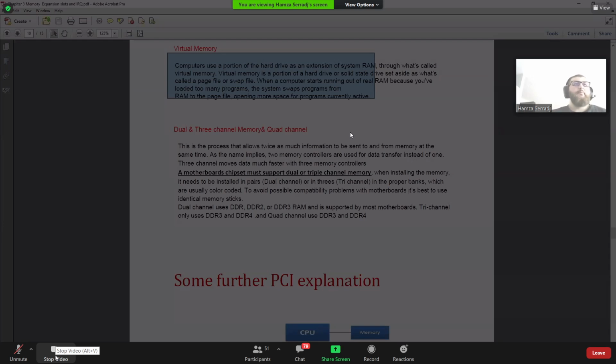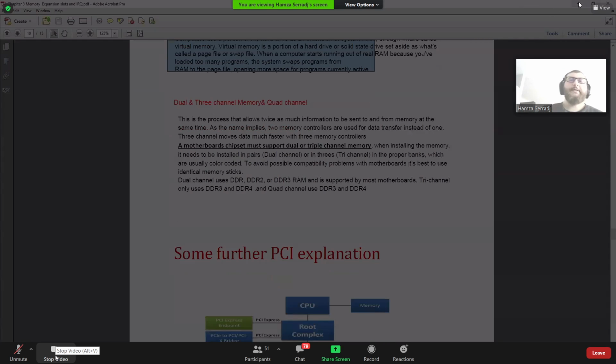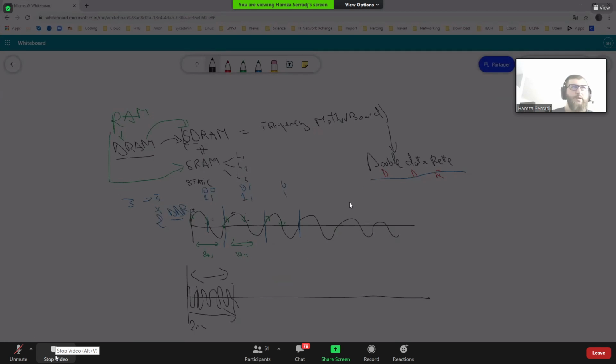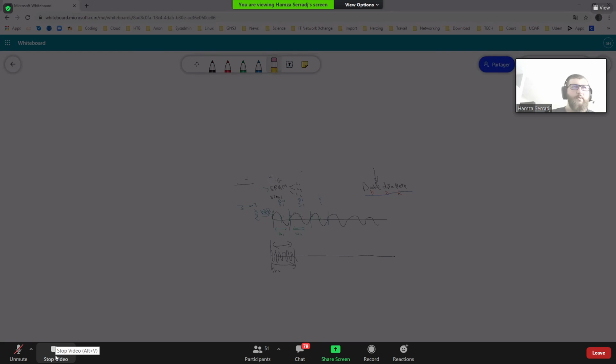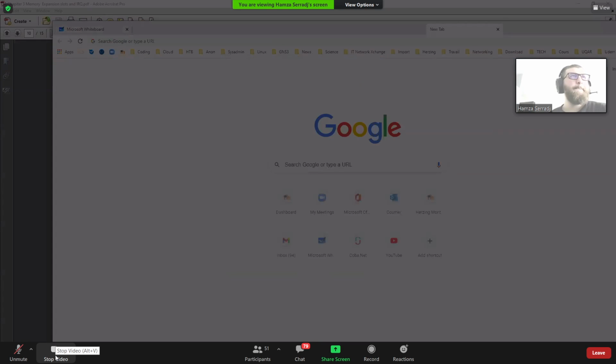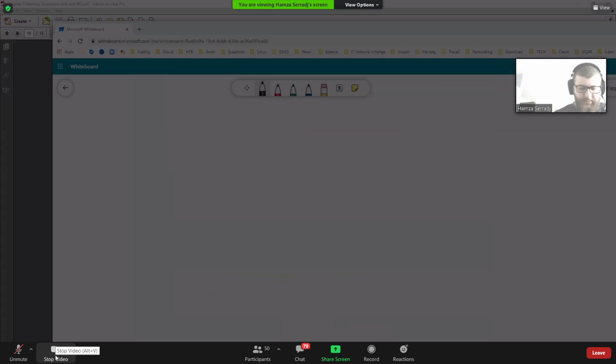Dual and 3-channel memory, quad channel, and so on. So what is this? This is something about how we deal with the memory. So we have a memory controller, right? We're going to need a motherboard.